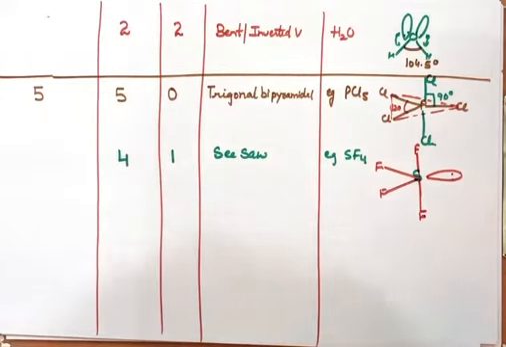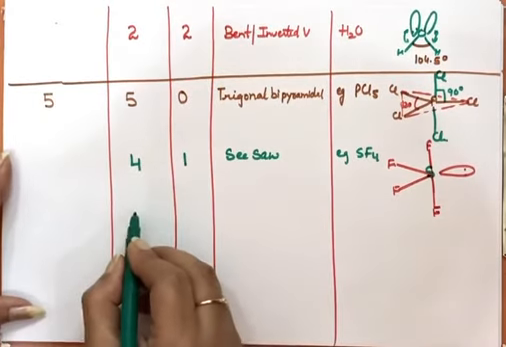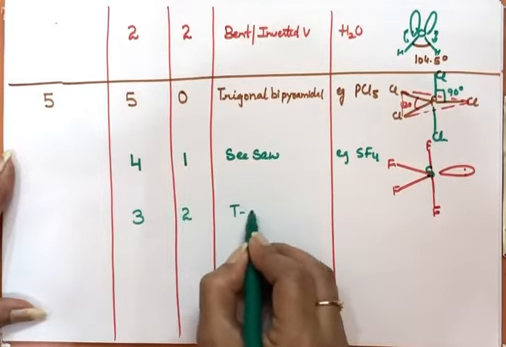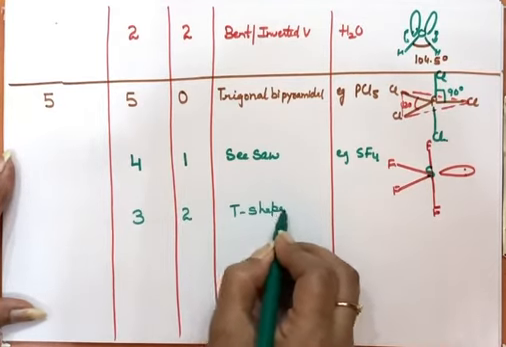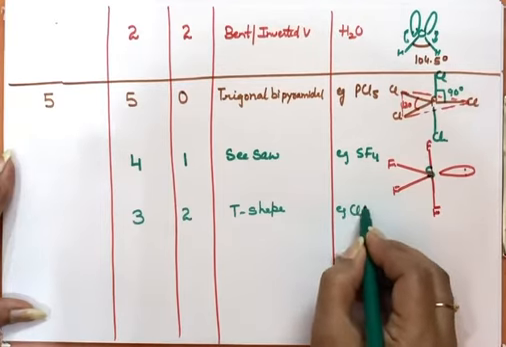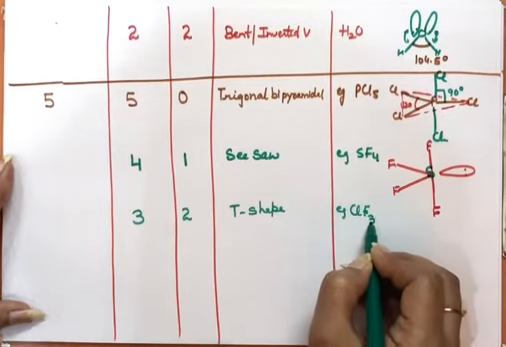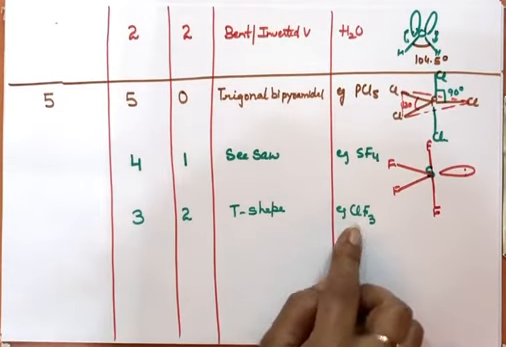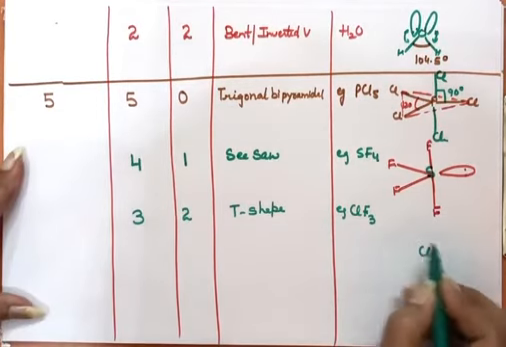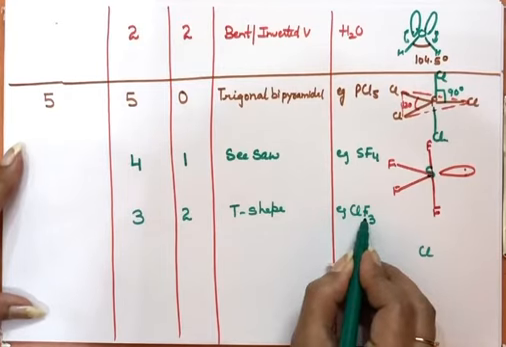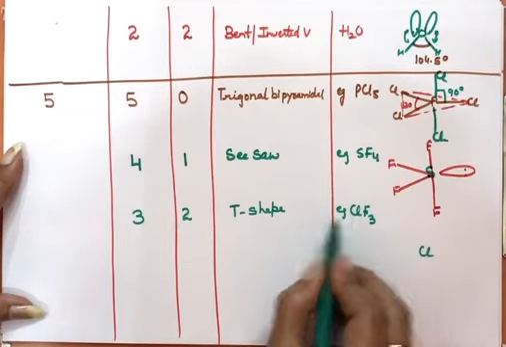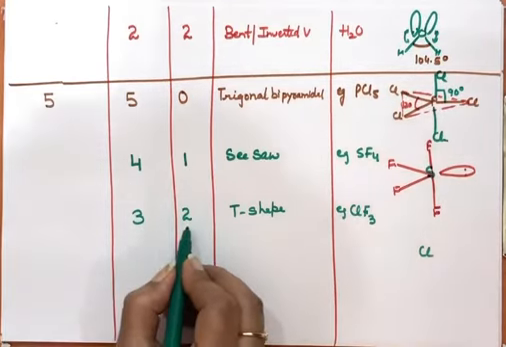Now one more possibility we have here. If there are 3 bond pairs and 2 lone pairs, then that shape is called a T shape. Example I'm taking is ClF3 here. Cl has 7 electrons in its last shell. Out of the 7 electrons, it has used 3 electrons to combine with the fluorine, so 3 bond pairs are there. Now 4 electrons are left with the Cl, which will make 2 lone pairs. That means there are 3 bond pairs and 2 lone pairs here.